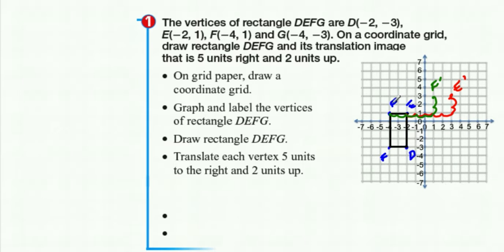And translate point D. 1, 2, 3, 4, 5. 1, 2. This is D prime. And then you translate point F. 1, 2, 3, 4, 5, 1, 2. And this is F prime. Okay? And then from there, you simply connect all those points with a straight line.